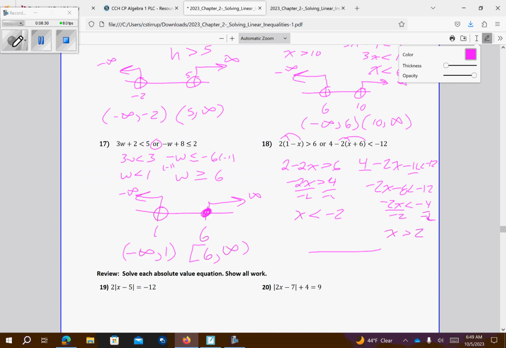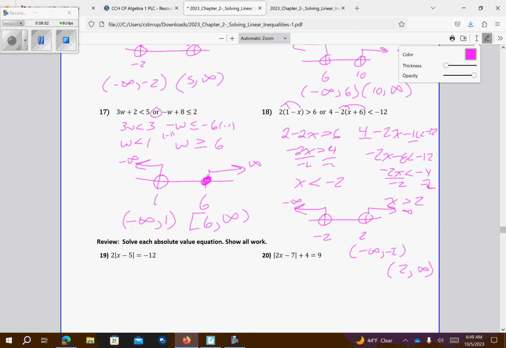This is an OR problem as well, so I get -2, open dot going this way. 2 is right here, open dot going this way. Remember, this is an OR problem, so we're going to have 2 answers. So I go -infinity to -2, soft bracket, and then I'm going to go from 2 to infinity, also soft brackets or parentheses.